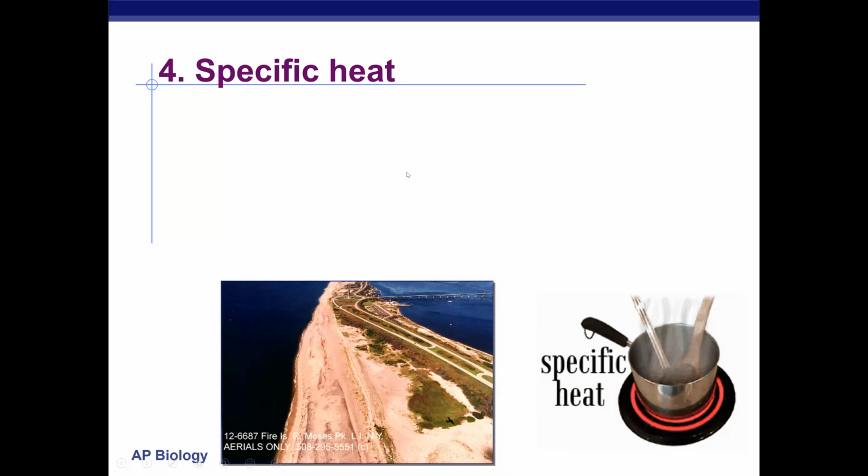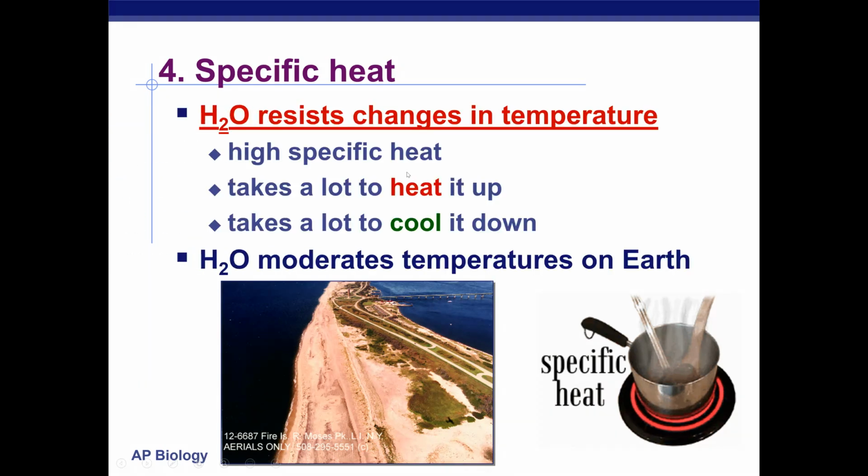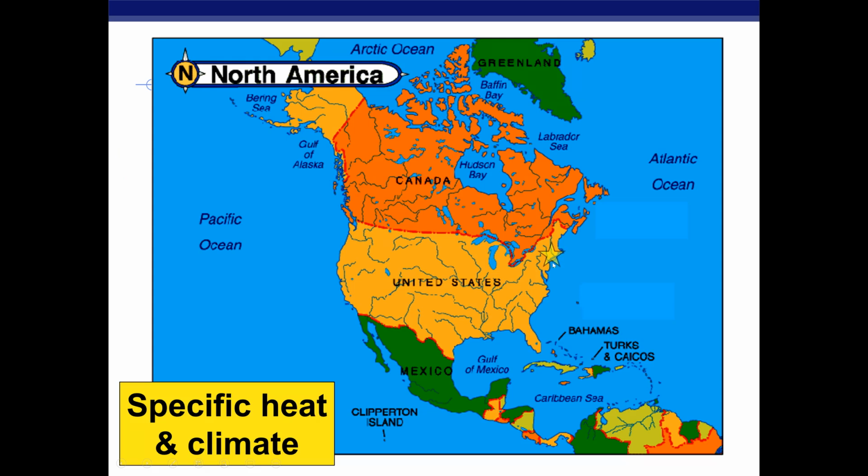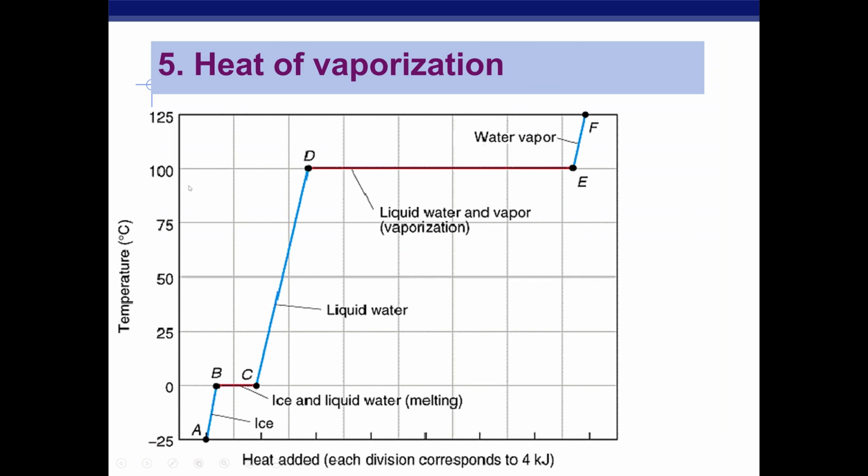That's what I just said. Specific heat, it takes a lot of heat to heat it up and cool it down, and it moderates temperatures on Earth. This area of the planet will have a much better climate than this area of the planet, although this does have lakes around it, so it's still going to be better than, let's say, middle North America.